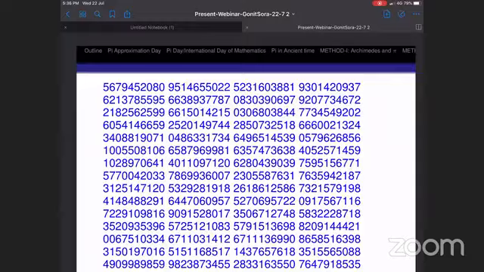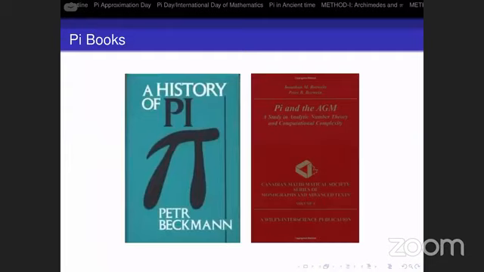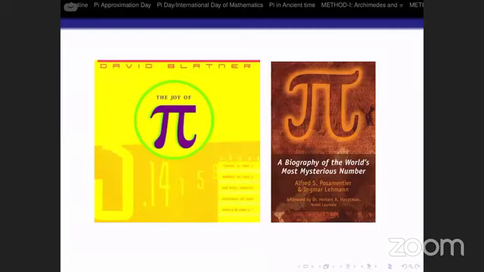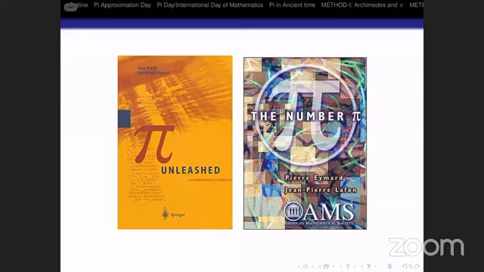Then there are many Pi books. So this is the first Pi book, A History of Pi by Peter Wegman. Then this is Pi and the SGM by the Baruah brothers, where the series of Ramanujan were proved and many more series were given. And this is Joy of Pi, another biography, a biography of the world's most mysterious number. Then these are Pi Unleashed, McIntyre series, and other formulas are well explained here. Then this is another new book, The Number Pi by American Mathematical Society.